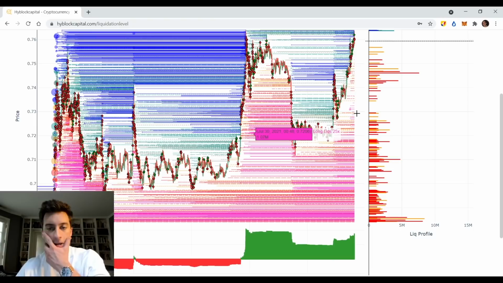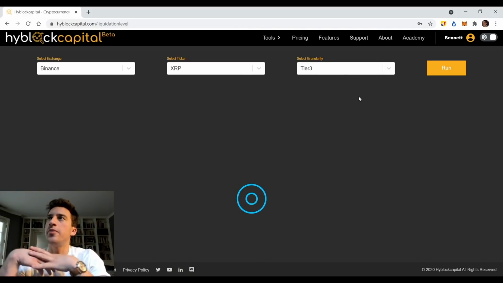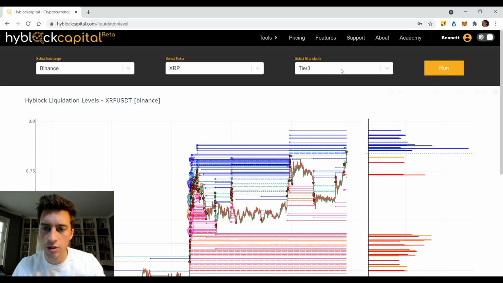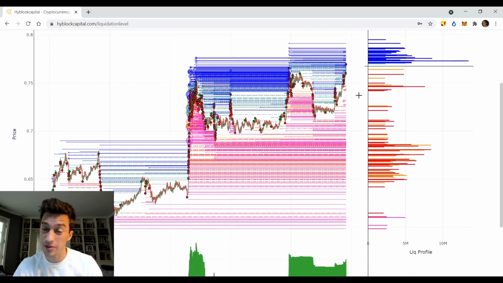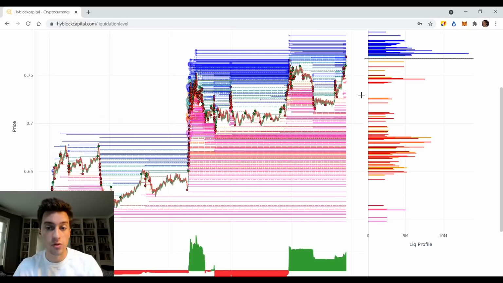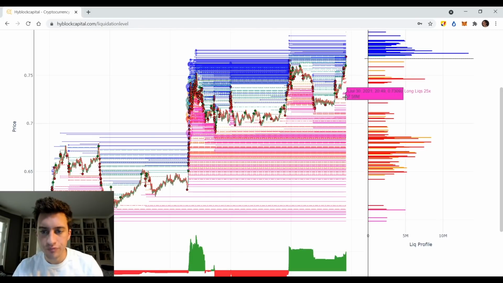So what I would expect now is, if Bitcoin doesn't continue going higher, I'd expect XRP to be short-term a little bit more bearish. I'll put this on tier 2, actually. And the reason I say that is because both XRP and Link have a lot of potential long liquidations. So I would be more inclined to potentially short this and target some of those liquidations around here.